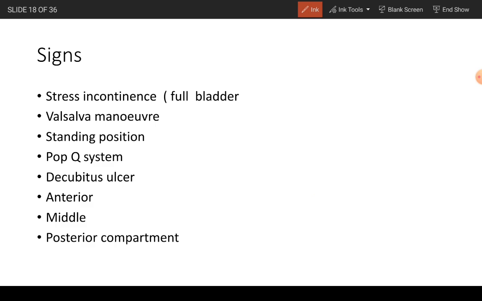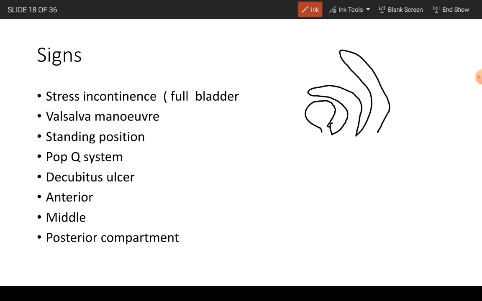For the anterior compartment, you can use a Sims speculum, retracting the posterior vaginal wall. Then the middle compartment, then the posterior compartment, you can use a Sims speculum by retracting the anterior vaginal wall. To know whether the cystocele is due to a midline defect in the vagina or a lateral one, this is the bladder, uterus, and the rectum.